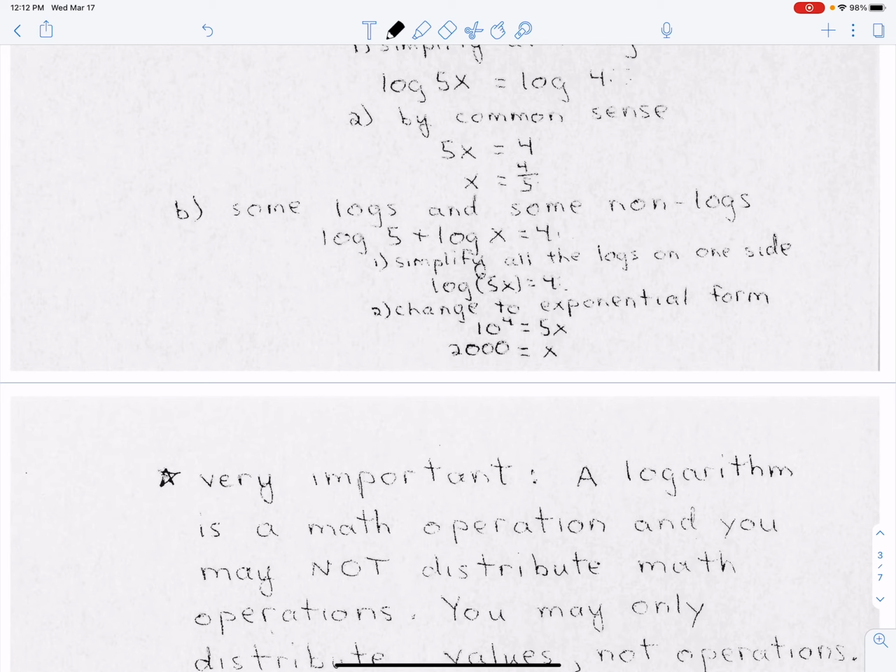So remember, what's the base here? The base is not written, so the base is 10. So we have 10 to the 4th power equals 5x. And again, you need to be very good at changing to exponential form. And then basically just solve it, and you get 2,000. And when you plug 2,000 in for x, it doesn't cause us to take the log of a negative number, so you're okay.